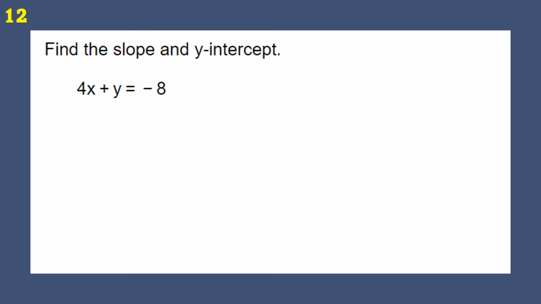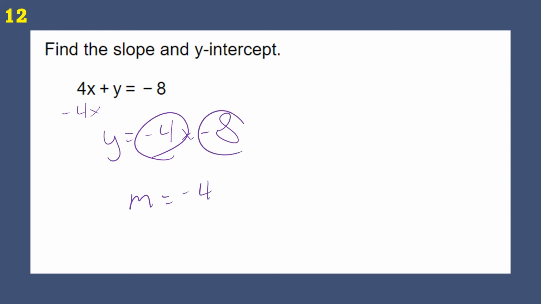Find the slope and the y-intercept. I can do that by putting it in y equals mx plus b. So I'm going to do that by subtracting 4x from both sides. And I get y equals -4x minus 8. And the y-intercept tells me there's my slope. And right there is my intercept.